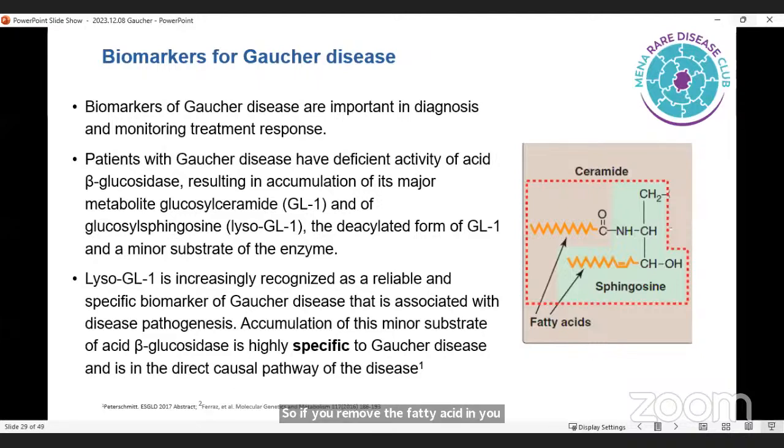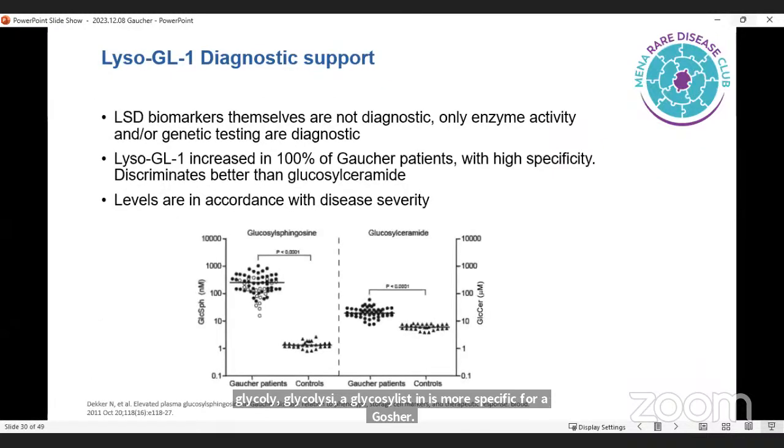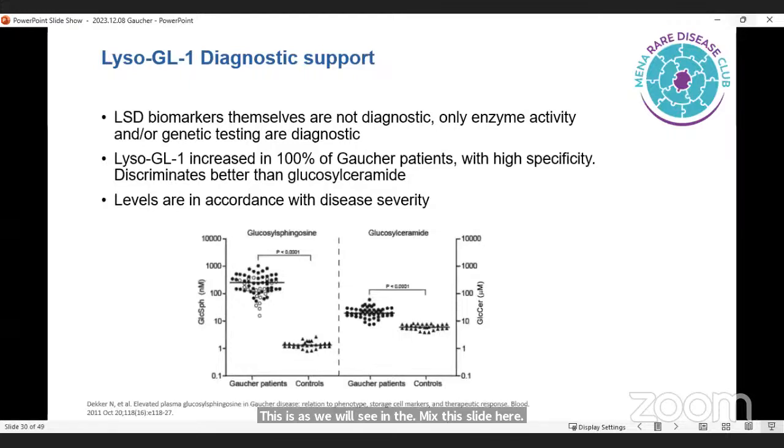So the other compound is called the glycosphingosine, which is lyso-GL1. This is also a minor substrate for the enzyme, and is also elevated in Gaucher disease. So both are elevated. However, the lyso-GL1 or glucosyl sphingosine is more specific for Gaucher disease, as we will see in the next slide here. See, now we have the difference in here.